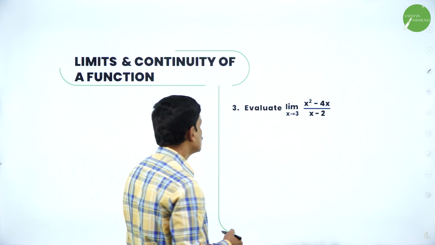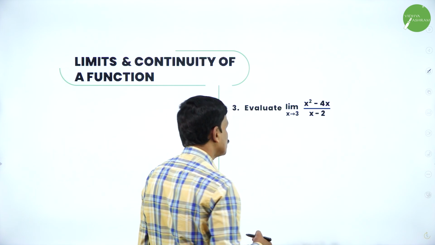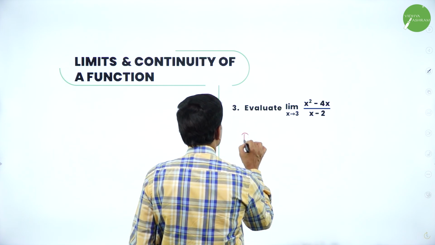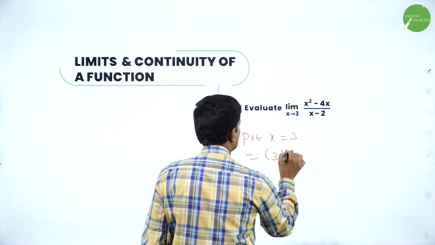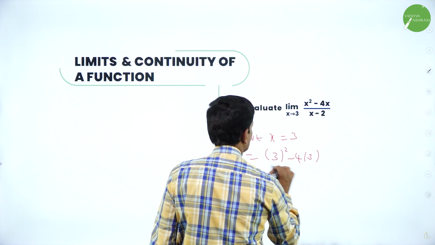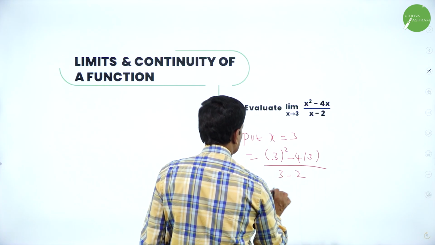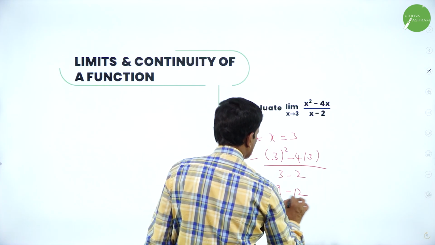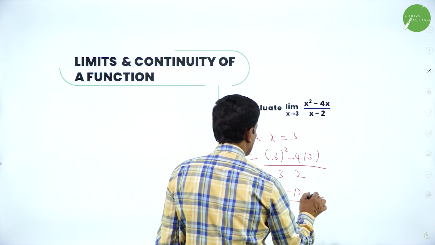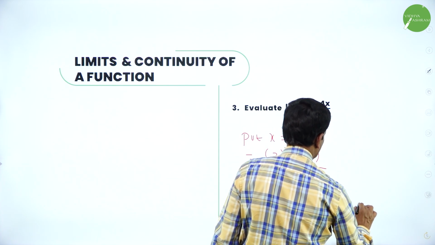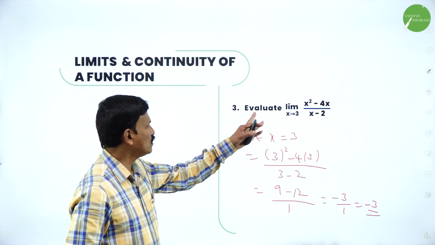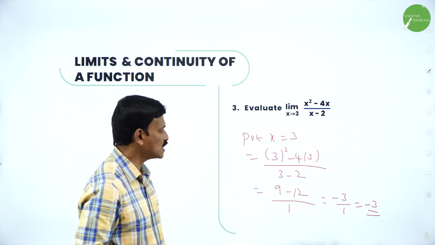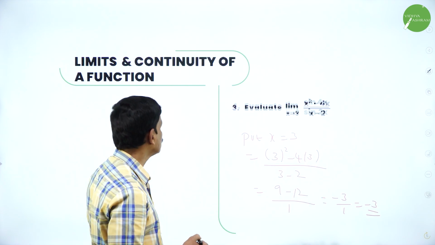Evaluate limit x tends to 3 of x square minus 4x divided by x minus 2. Now, put x is equal to 3. If you put x is equal to 3, 3 square minus 4 into 3 divided by 3 minus 2. 3 square is 9 minus 4 into 3 is 12, divided by 1. So, 9 minus 12 is minus 3 by 1 is equal to minus 3 is the simplified answer. So, the value of this limit is minus 3. Now, move on to the next problem.